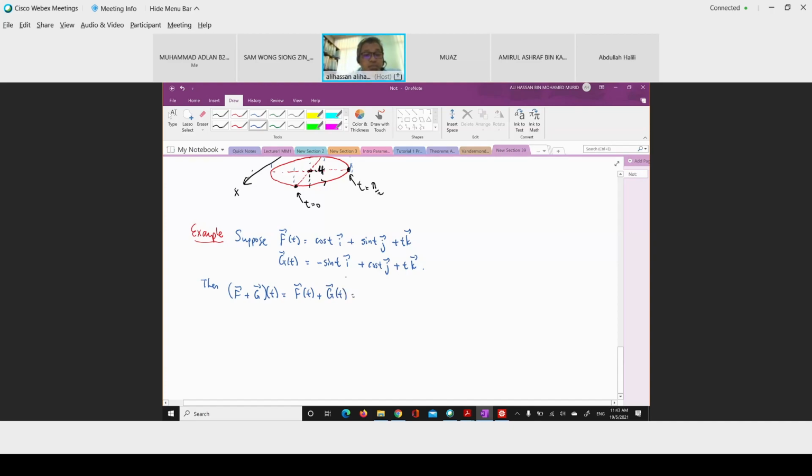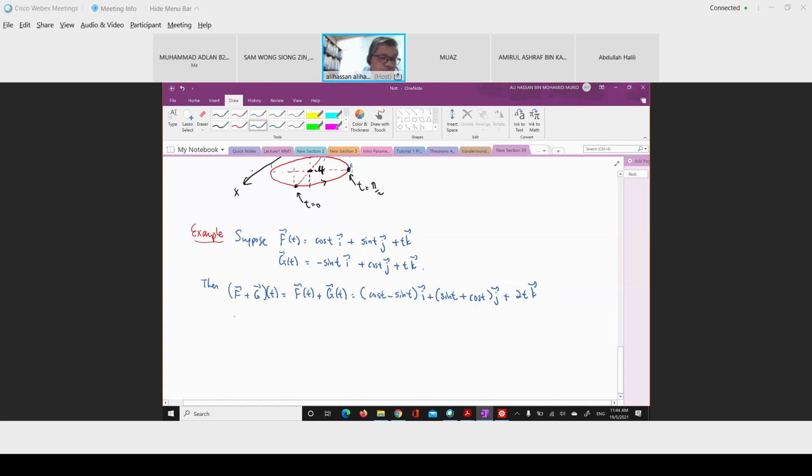For the sum, we add component wise. So therefore we have (cosine t minus sine t) i plus (sine t plus cosine t) j plus 2t k. That's how we add two vector functions. We add them component wise, component by component.